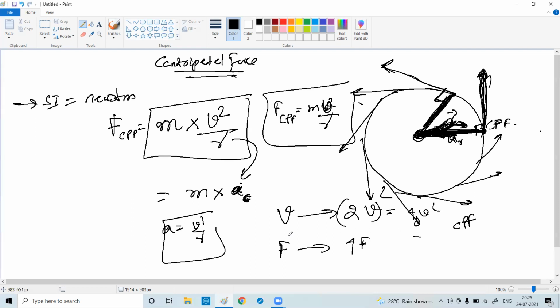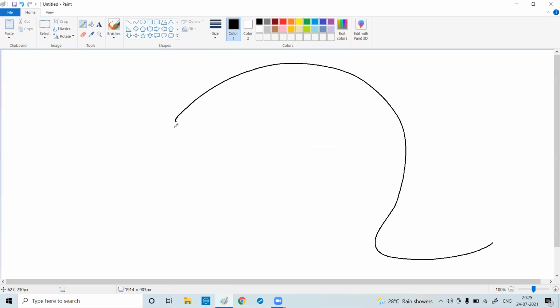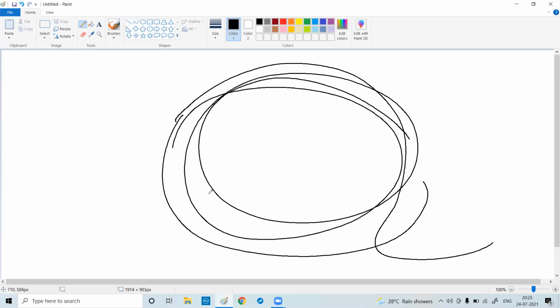Some examples can be spinning a ball on a string, twirling a lasso, turning a car, going through a loop in a roller coaster. Have you seen a roller coaster? So all these are examples of centripetal force, and also planets orbiting around the sun. Clear?